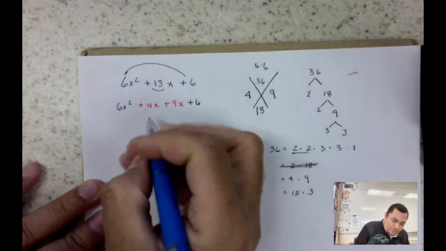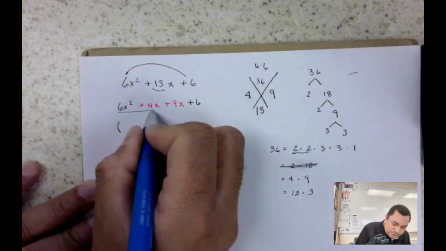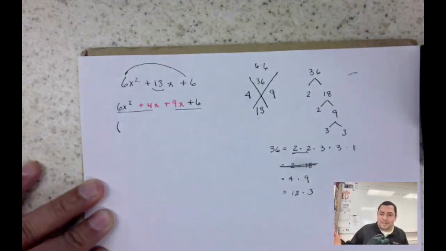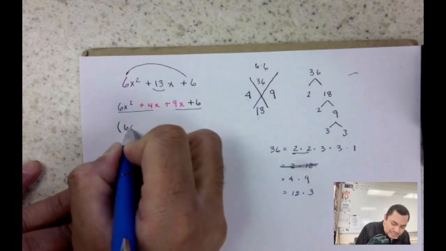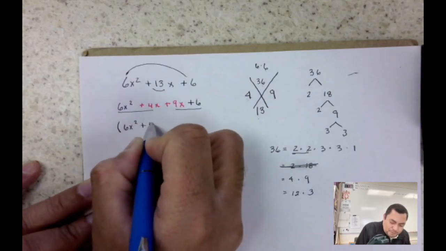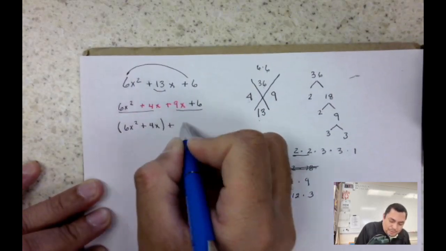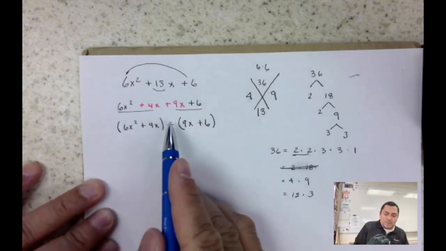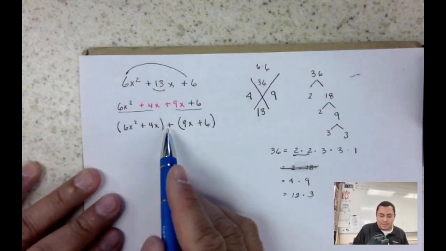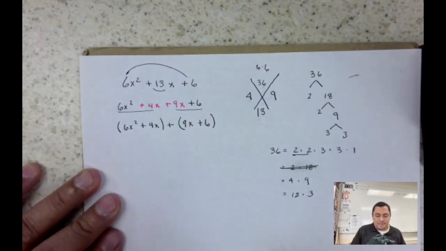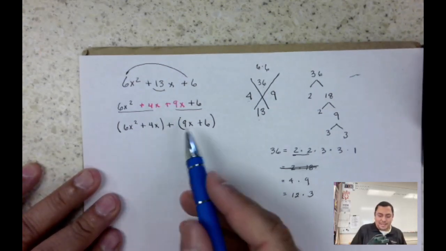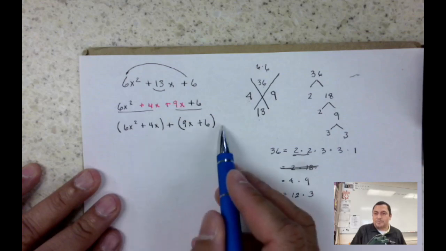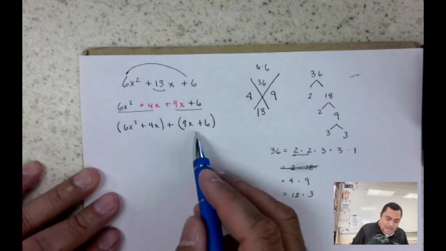Next step, we are going to group the first two, and then we group the second pair of numbers. 6x squared plus 4x plus 9x plus 6. I always leave a positive in between, okay? I'll always leave a positive; I will not leave a negative there. The negative, if I have a negative here, will come from the greatest common factor of the second term.